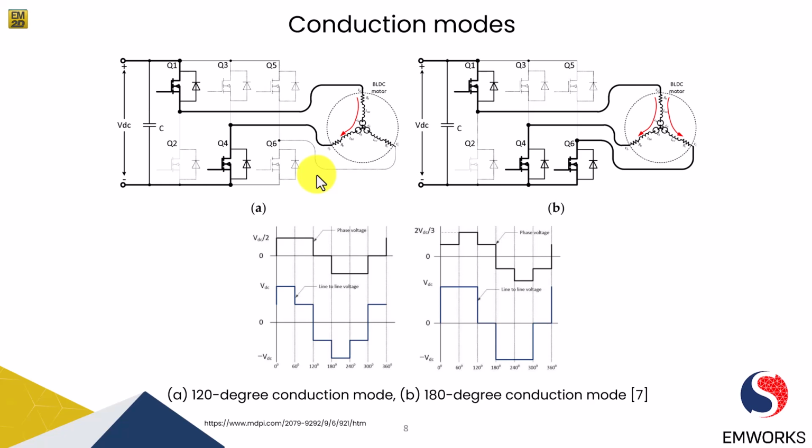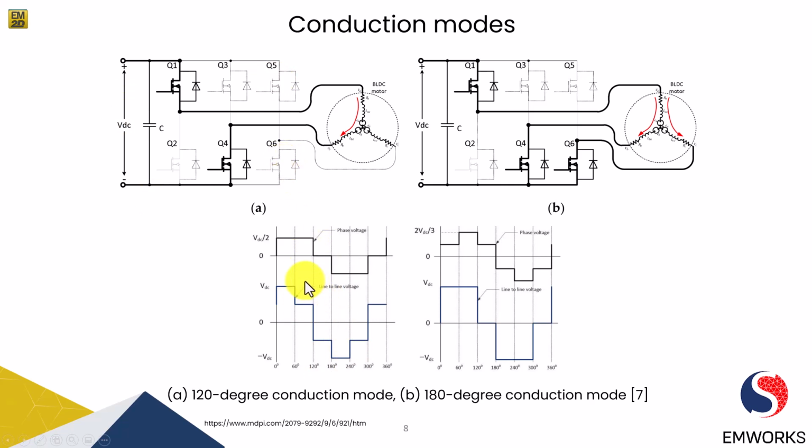The next switching state for phase B is that power transistor Q5, as you can see here, is switched on for the next 60 electrical degrees. Whatever DC bus voltage VDC we have, we get a peak phase voltage of VDC by 2 in this mode, and its output phase voltage waveform and line to line voltage are shown at the bottom of this 120-degree technique.